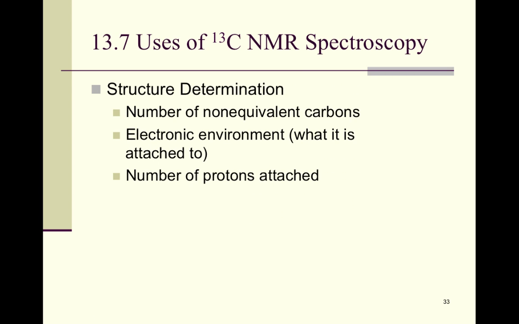Uses of carbon-13 NMR spectroscopy. The number one reason why we use it, structure determination. We can also find out the number of non-equivalent carbons, the electronic environment the carbon is in and what it's attached to, and using some other tests, we can even figure out how many protons are attached to it.